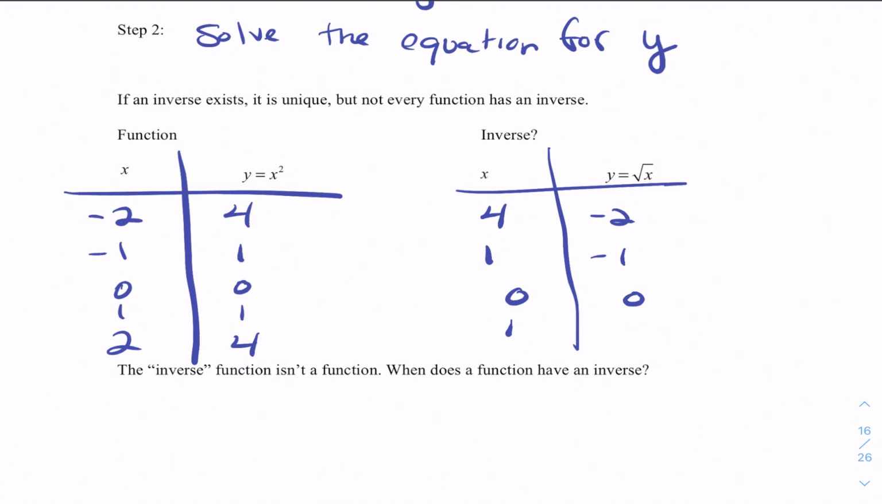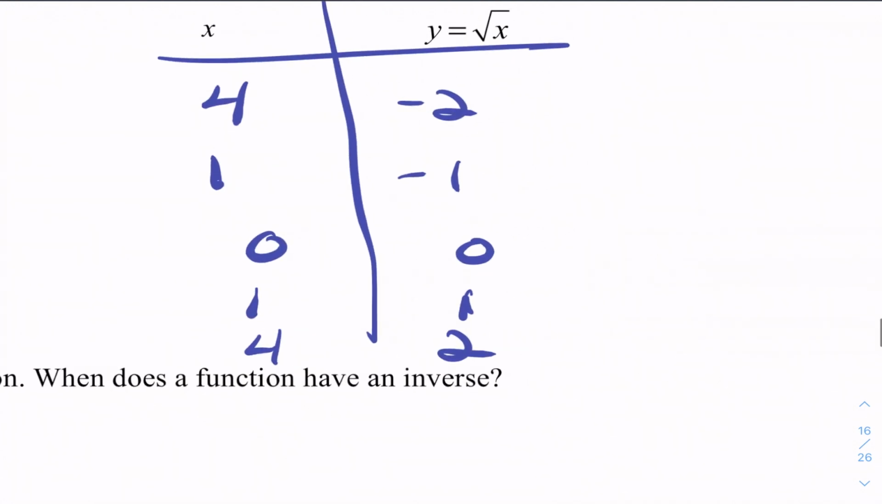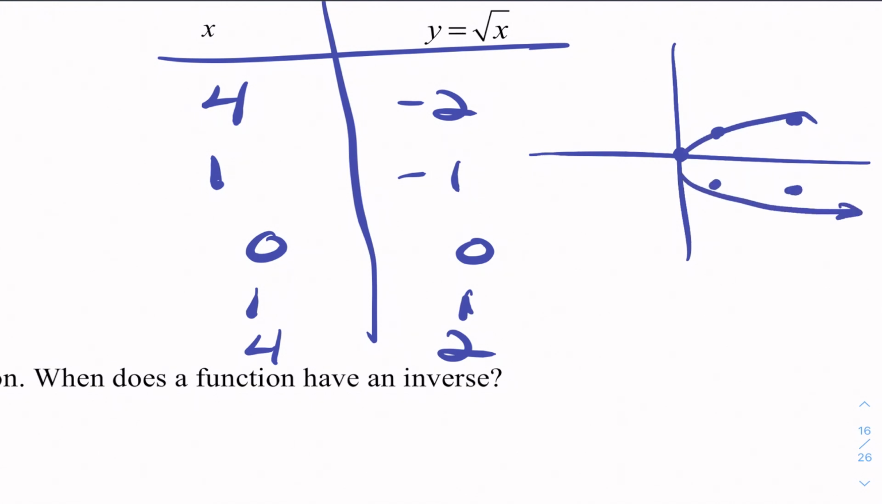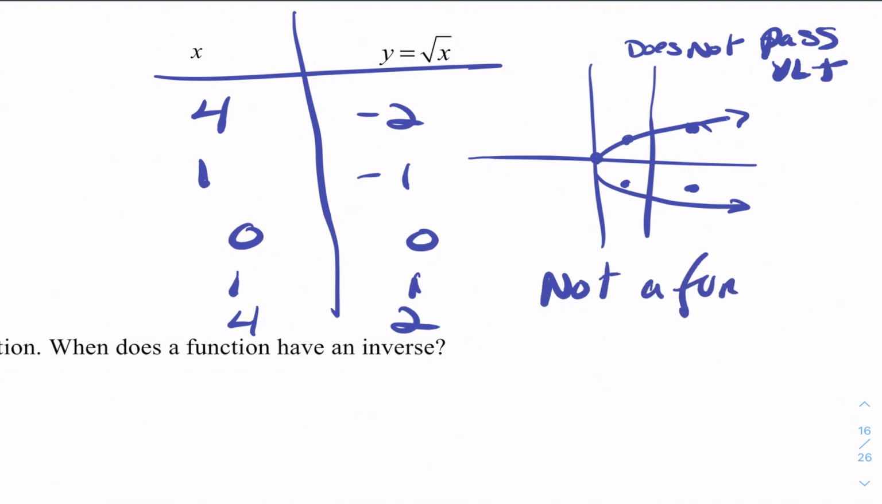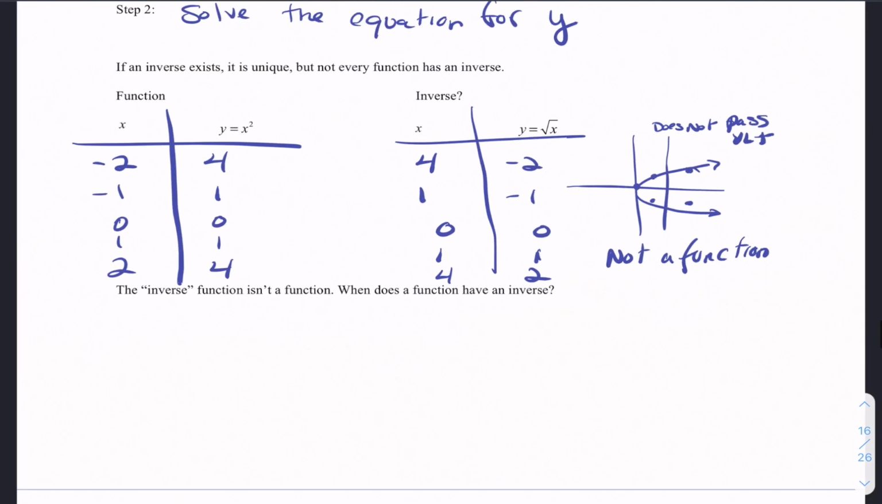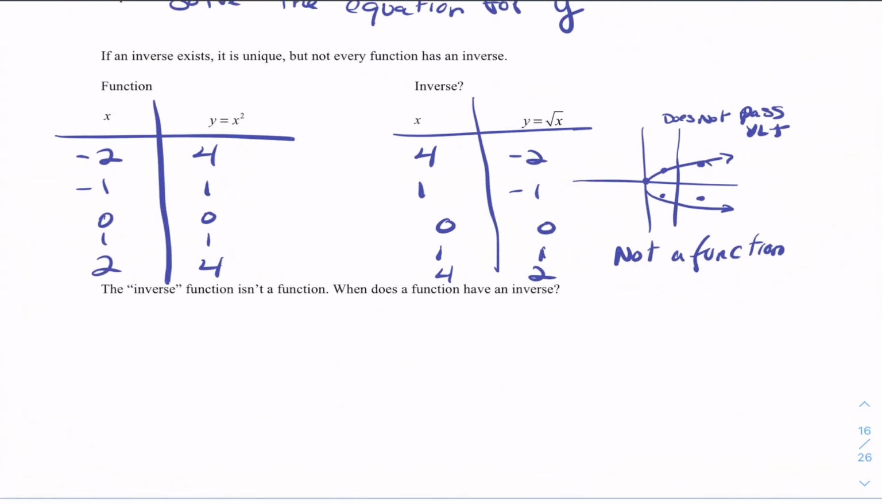Make sure I write these numbers right. 4, 2. If we graphed this table, we would have a sideways parabola. And as you all know, that does not pass the vertical line test. Pass VLT. So it is not a function. If it's not a function, then we don't deal with it. So the inverse function isn't a function.